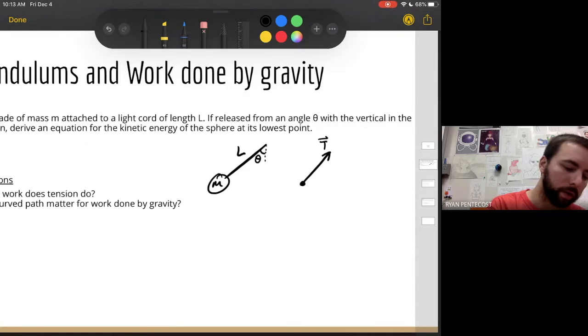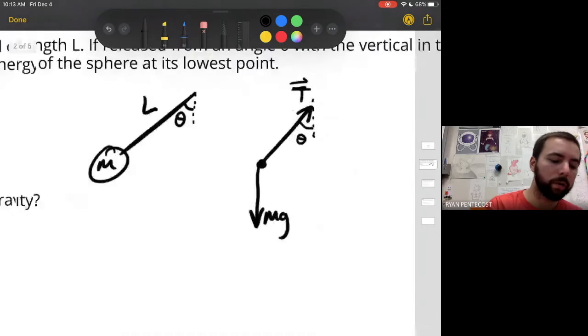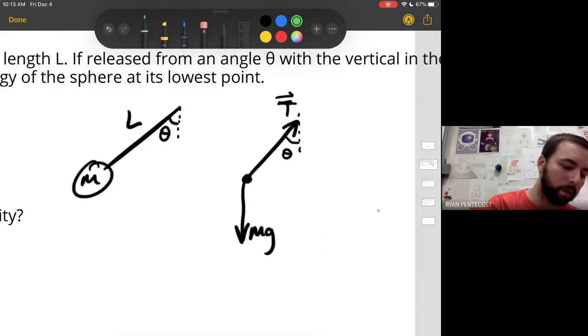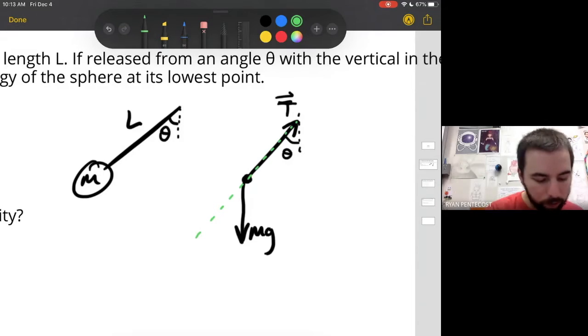Here we have our tension. Here we have angle theta. And here we have mg. Now, I do want to remind you that when we move in circular motion, we don't use x and y. We're going to use radial and tangential axes. So the radial will be right along the tension, and the tangent will be perpendicular to that.